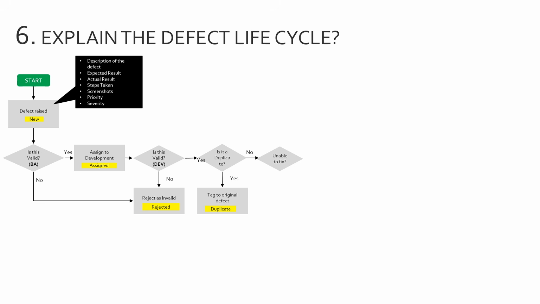So there are a variety of reasons where they won't be able to fix it in that particular release. Then those type of defects would be deferred to the next release, and the status of that particular defect would be deferred. And then let's say they're able to fix it, then they would resolve the fix, and then they will deploy the fix.